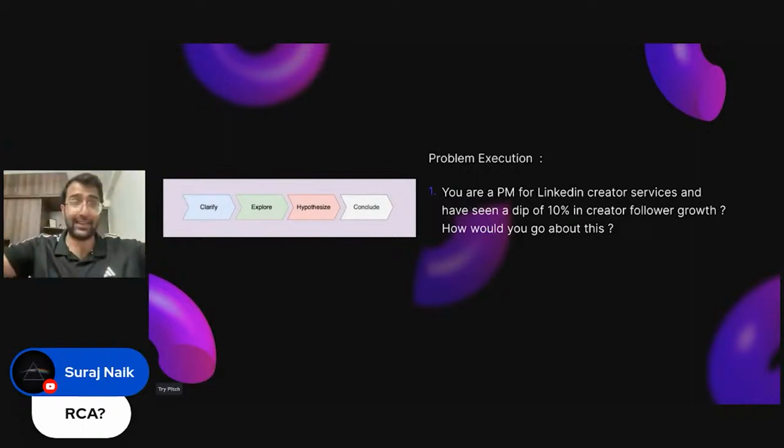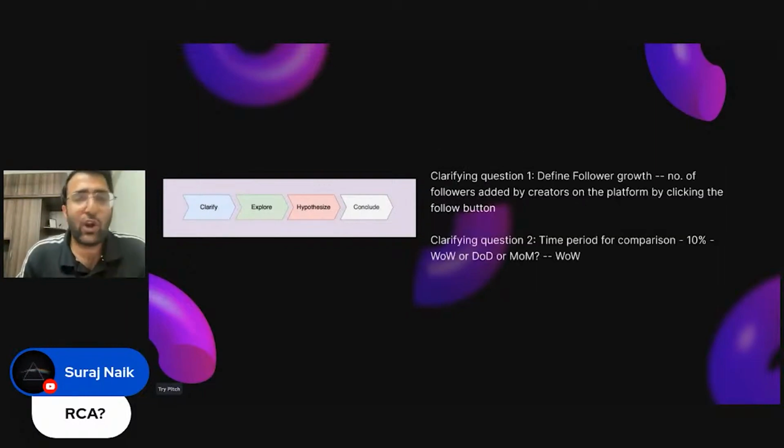First question जो हमने पहले ही किया था, clarify. ठीक है, what do you mean by 10% dip? ठीक है, guys, tell me, what do you mean by 10% dip? What is follower growth? Does it mean the number of followers added by creators on the platform by people clicking the follow button?